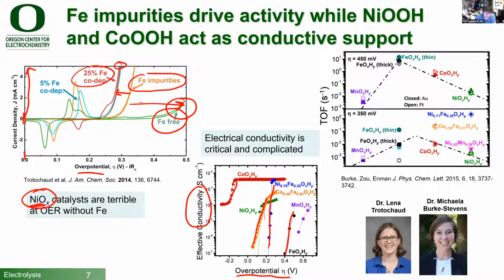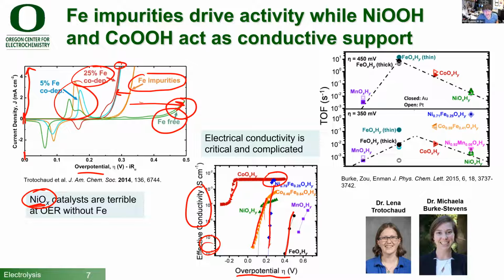So the conductivity is changing by orders of magnitude as you change the oxidation state of the nickel or cobalt. These materials are insulators in their resting state, with very low conductivities, and they're conductors in their active state. And so understanding how electrons move through these materials is also critical, and something that we have to engineer.